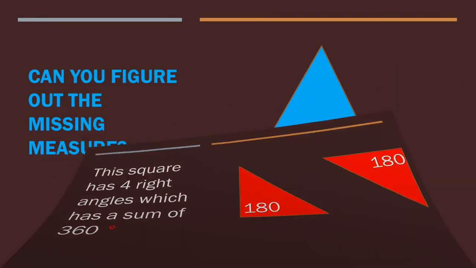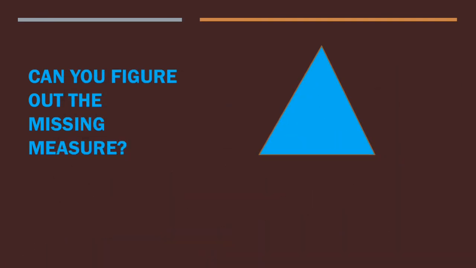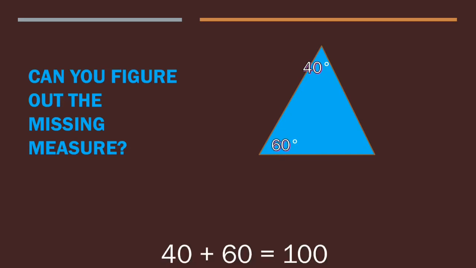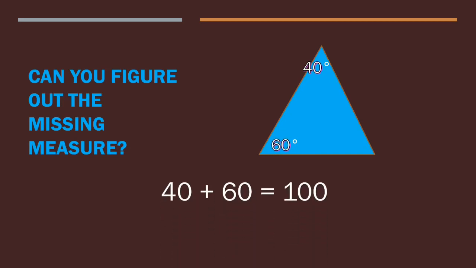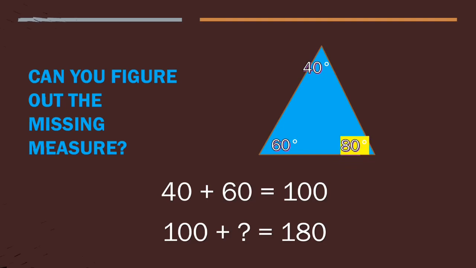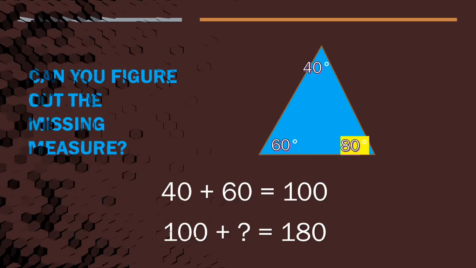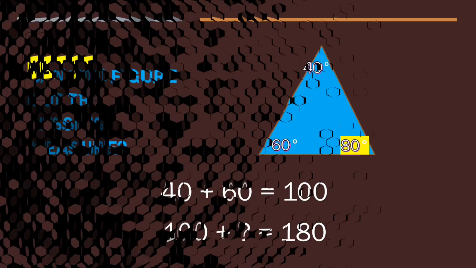Moving right along. Let's see if we could figure out the missing measure in this blue triangle right here. Now, if I tell you the first angle measure is 40, and the second is 60, well, some of you automatically are going to be doing some mental math to figure out the third. When it becomes a little more difficult, maybe mental math won't work. But in this case, 40 plus 60 is 100, so 100 plus something equals 180. That number was 80, and that's how we got our answer there.